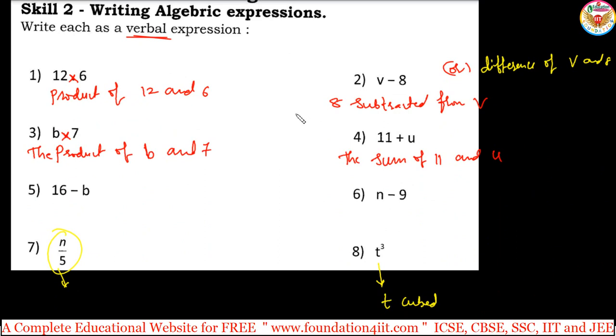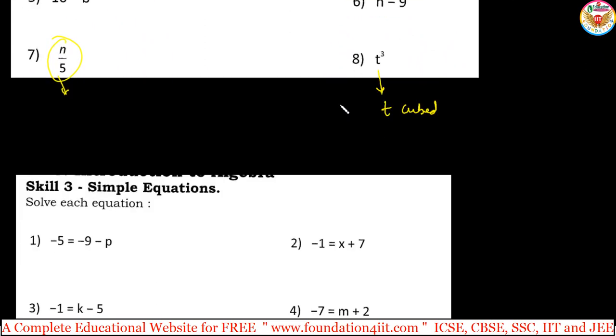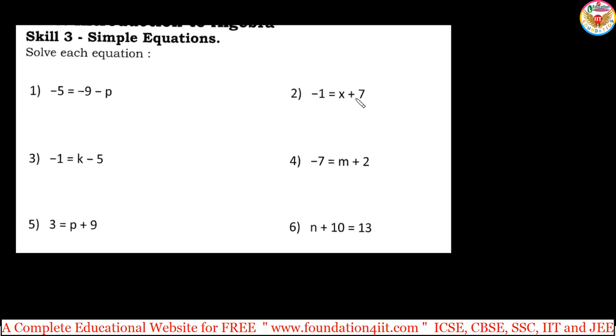algebraic expressions to verbal expressions conversions. Right. Next, once you perfect all those, then let us do some simple equations in this topic. In a simple equation, you need to solve for the variable value. So observe here: minus 5 is equal to minus 9 minus p. When you transpose from one side to the other, LHS to RHS, plus becomes minus.